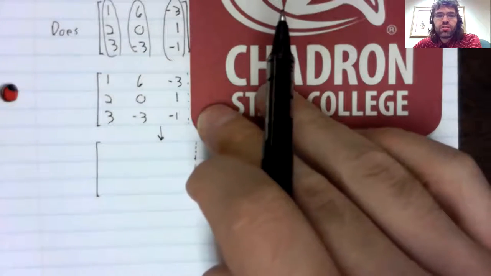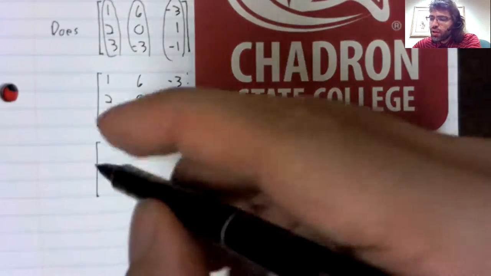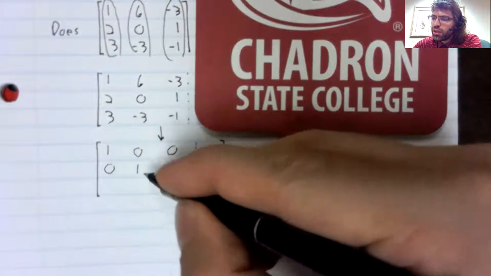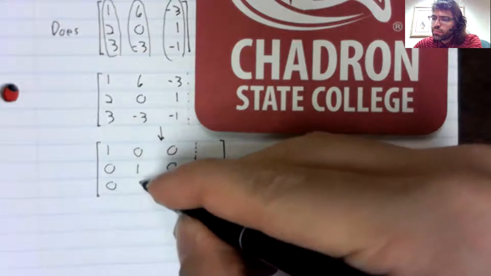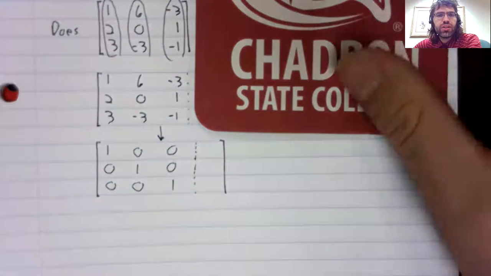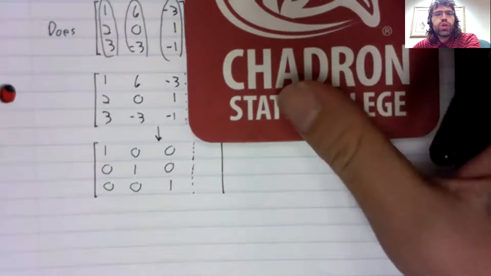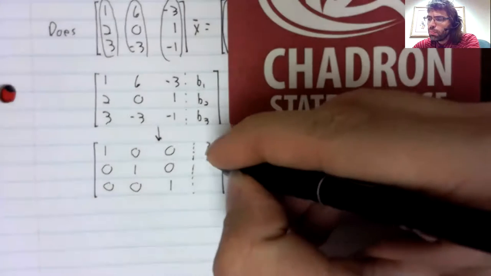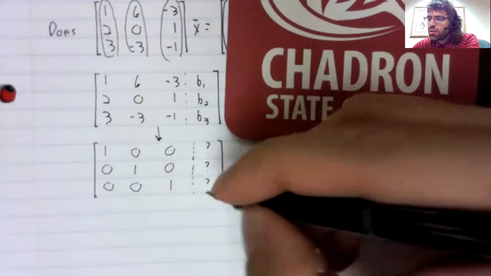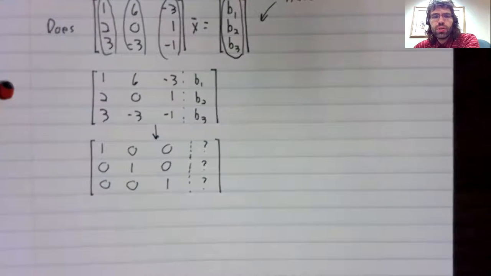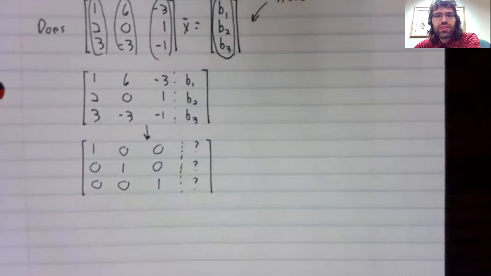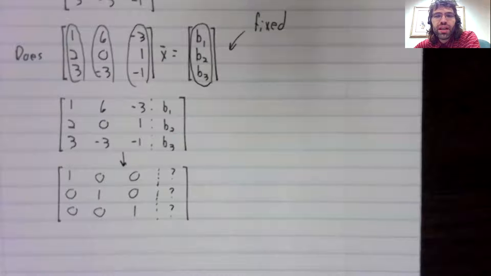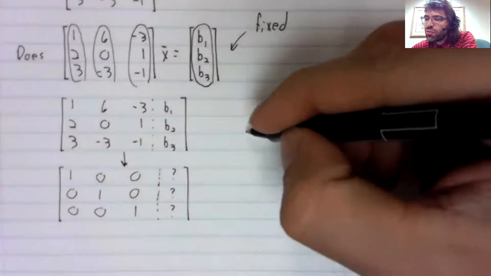And you'll find that this coefficient matrix, when you perform Gauss-Jordan elimination, turns into this. What you don't know is what this last column turns into. But fortunately, we don't need to know what this last column turns into.